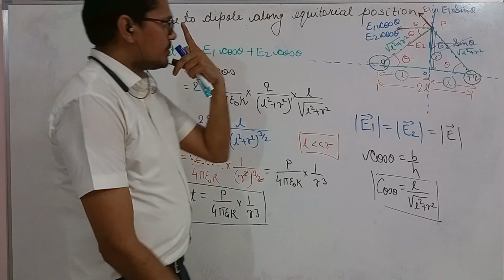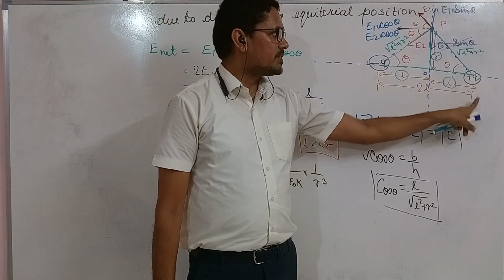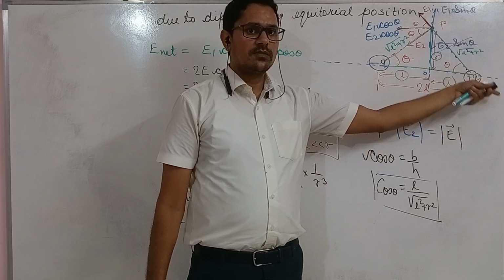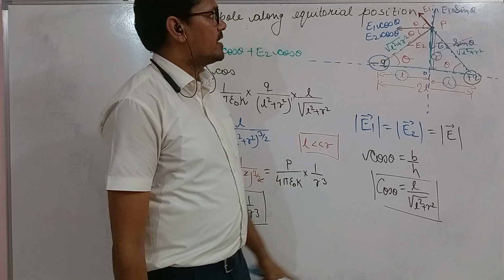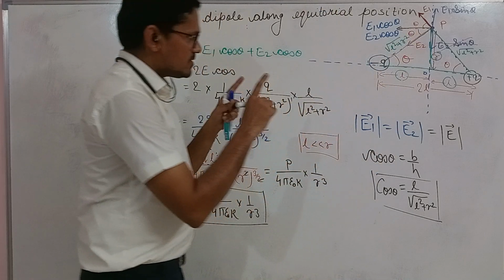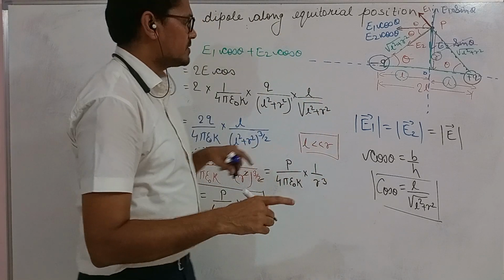Fine. Let's talk about the direction. Here we can see that from the negative to the positive charged particle, the direction of the dipole moment is along the right-hand side, and the net electric field is directed towards the left-hand side. So it means the electric field and the dipole moment are acting opposite to each other.